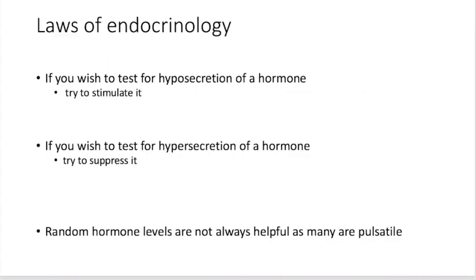So when we're talking about ways that we test endocrinology, we kind of do opposites, and that's related to that negative feedback system. So if we need to look for hyposecretion of a hormone, we actually try to stimulate the glands. If we're looking for hypersecretion, we try to suppress it. And we do not do well with random hormone levels. We really need to either catch them at their circadian or diurnal secretion when they're the highest. So timing has a lot to do with when we're looking at proper hormone levels.